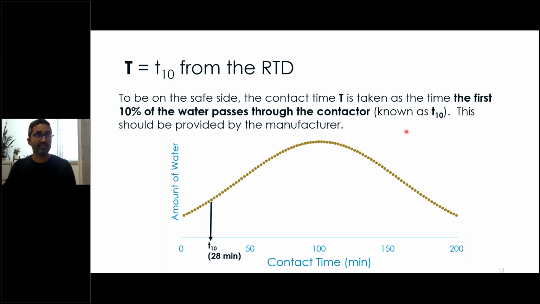And so that should be provided by a manufacturer. It should be given to you as a T10 value when you purchase the contact tank, or whoever designed the contact tank, or you can reach out to them. They should be able to give you that number. And if you have that, then that can directly be used as your T value for calculating CT. So you have the C for measuring the concentration, then you get the T from this T10 number from the manufacturer of your contact basin, and then you're good to go.